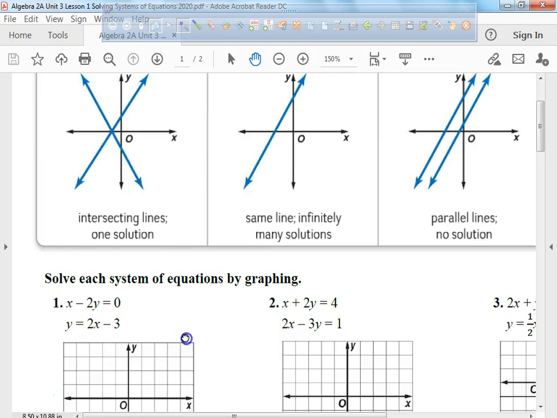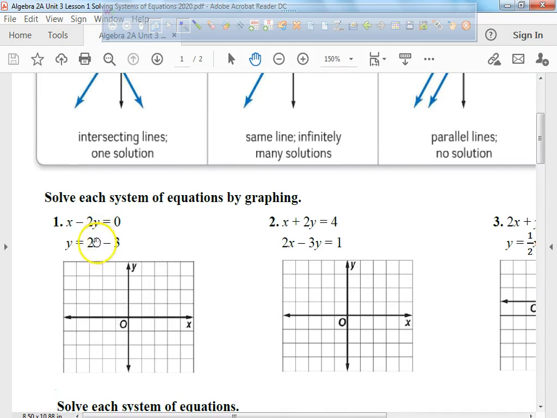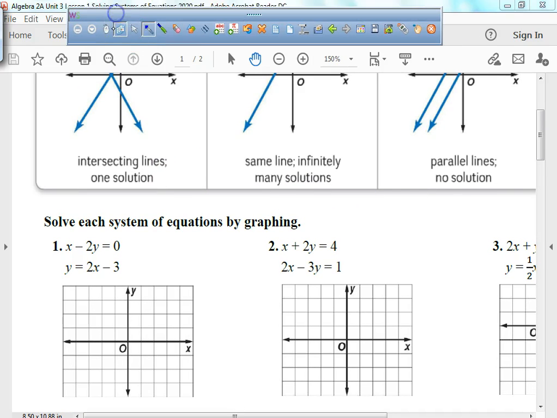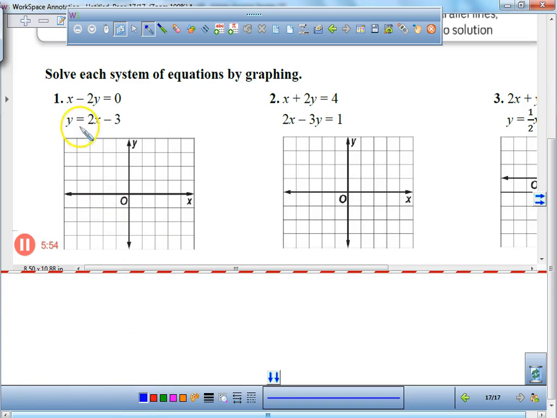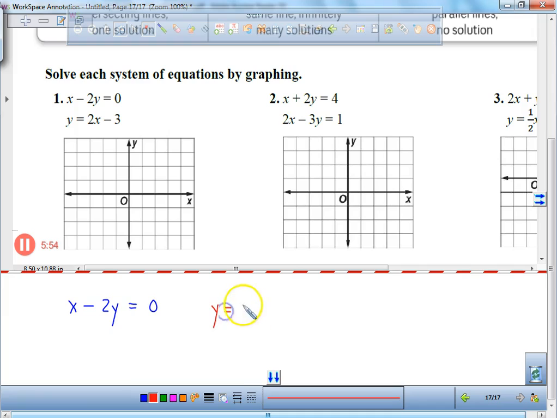All right, what I'd like you to do right now is take these two equations right here and write them carefully down in your journal. We're going to be talking about the difference in these two equations. It says solve each system of equations by graphing. So we will definitely solve them by graphing. But before we do, I want you to write these down in your journal. The first one is x minus 2y equals 0. And the other one is y equals 2x minus 3.